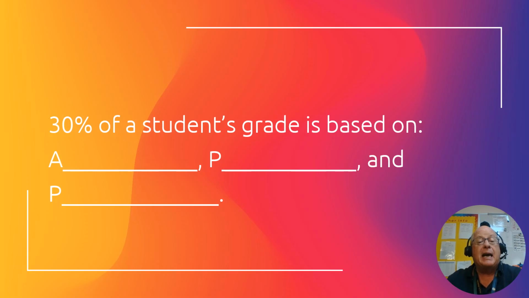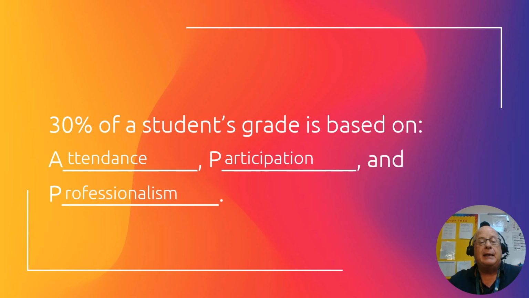So 30% of a student's grade is based on A, P, and P. The first A is for attendance. The first P is for participation, and the last P is for professionalism. So my encouragement to you is show up, be active, participate, and act professionally, and you will do awesome in this class.